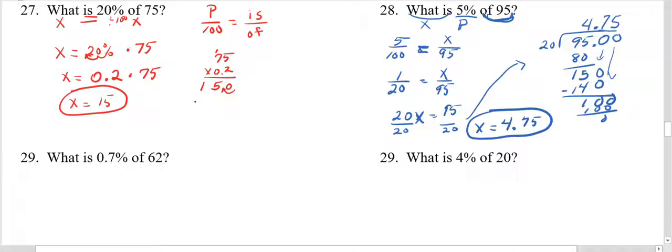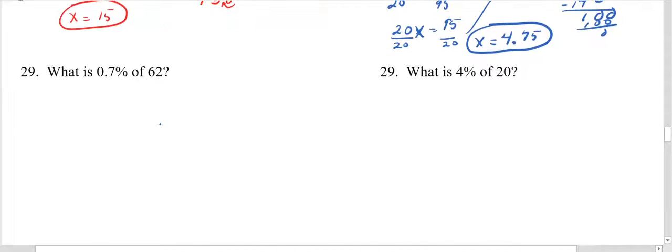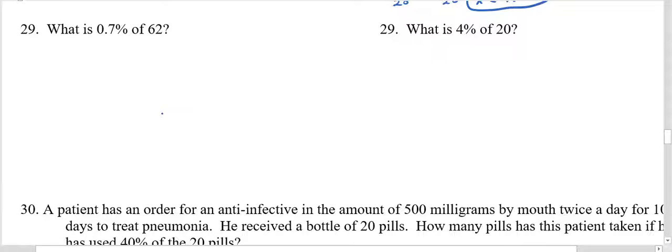So again, we can do this with percent over 100, or we can do it with an equation. It doesn't matter which way. I think this one would be better with the equation because it's a decimal percent. So my what is x, is equals 0.7% of is times 62. So I'm going to change my percent to a decimal, basically dividing by 100, moving my decimal place 2 places to the left. So I'm going to have x equals 0.007, because I had to add a 0, times 62.